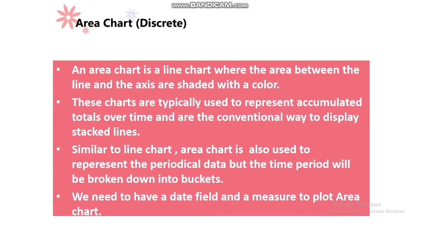Both are similar, but the only difference is the area chart continuous is used to represent the periodical data, which is of continuous time period. Here the time period will be broken down into buckets and it will be plotted as different segments. For creating an area chart, we need to have a date field and a measure to plot an area chart. Let's see how to create an area chart discrete.